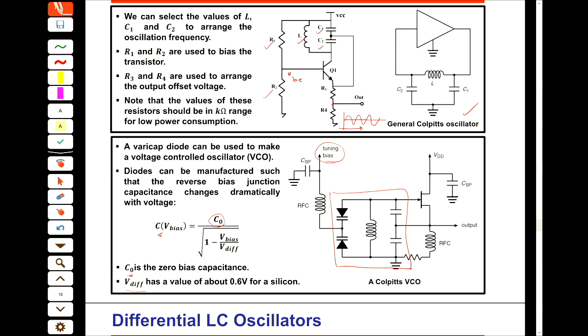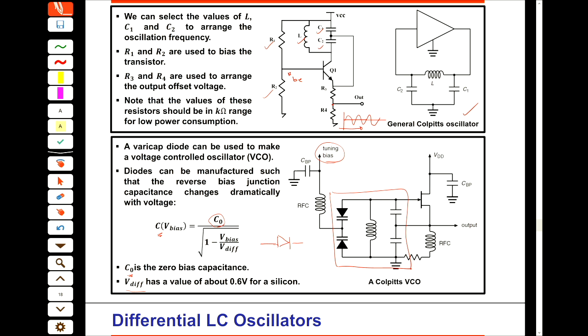And then this VDIF, I told you that it's a diode. So this VDIF comes from that diode, the threshold voltage of the diode. V bias cannot exceed that value, because if it exceeds, then it's going to be negative.